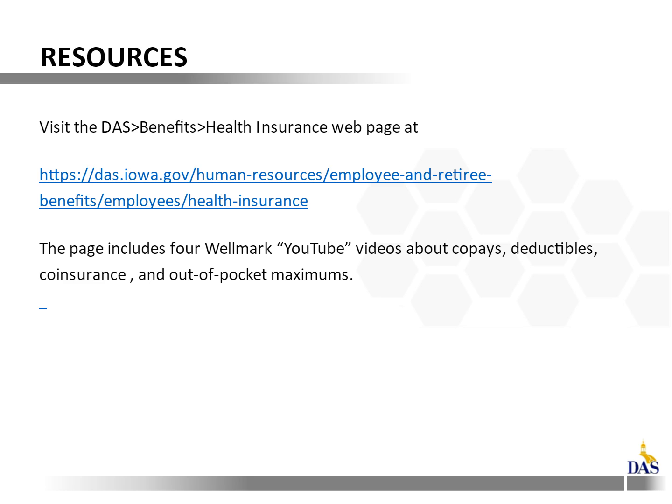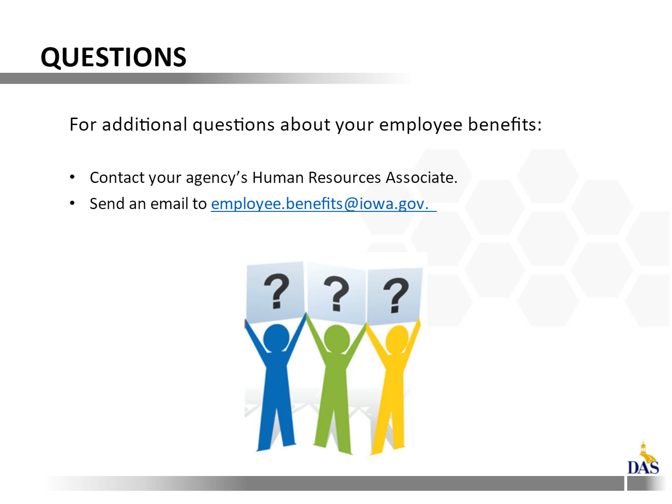General information about these health insurance terms can be found on the DAS Benefits Health Insurance webpage. The site contains 4 well-marked YouTube videos on copays, deductibles, coinsurance, and out-of-pocket maximums. If you have additional questions about your employee benefits, contact your agency's Human Resources Associate or send an email to employee.benefits@iowa.gov.